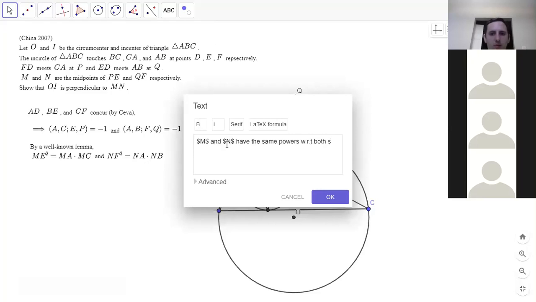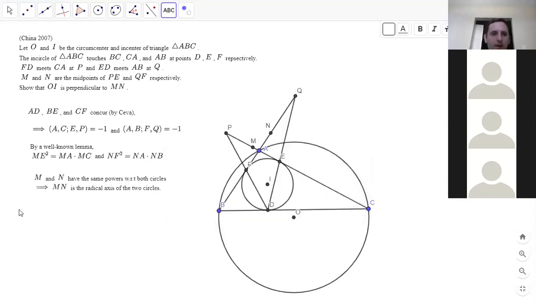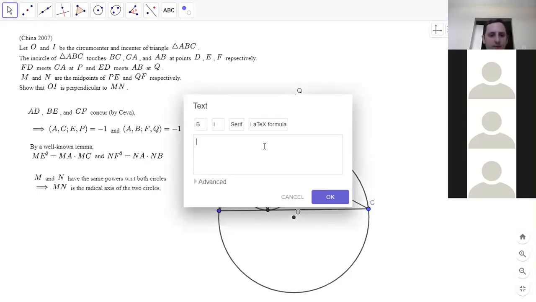And that means that MN is the radical axis of the two circles. And so that means that MN is perpendicular to OI. All right.